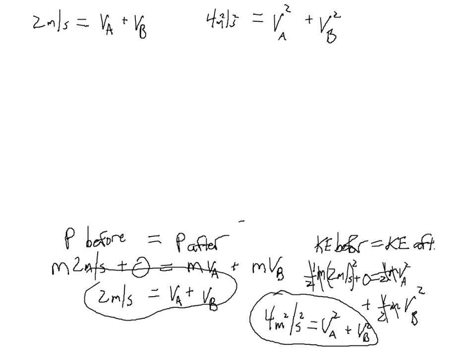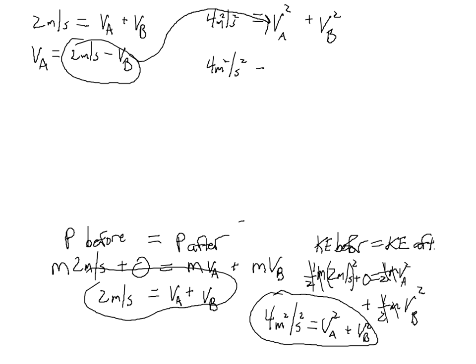which is we take one of our equations and solve for either VA or VB. So I will do that here. Let's say that VA, for example, will be equal to 2 meters per second minus VB. I then plug that in for VA over here. So we have 4 meters squared per second squared equals 2 meters per second minus VB, whole thing squared, plus VB squared.